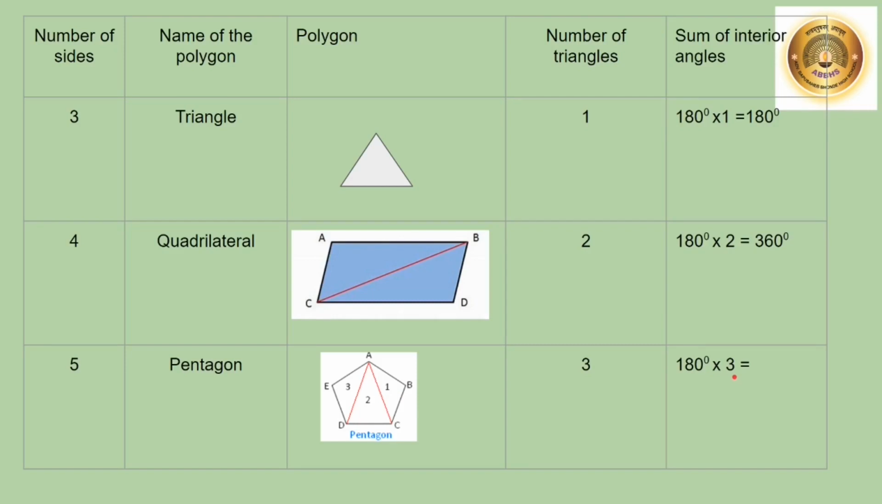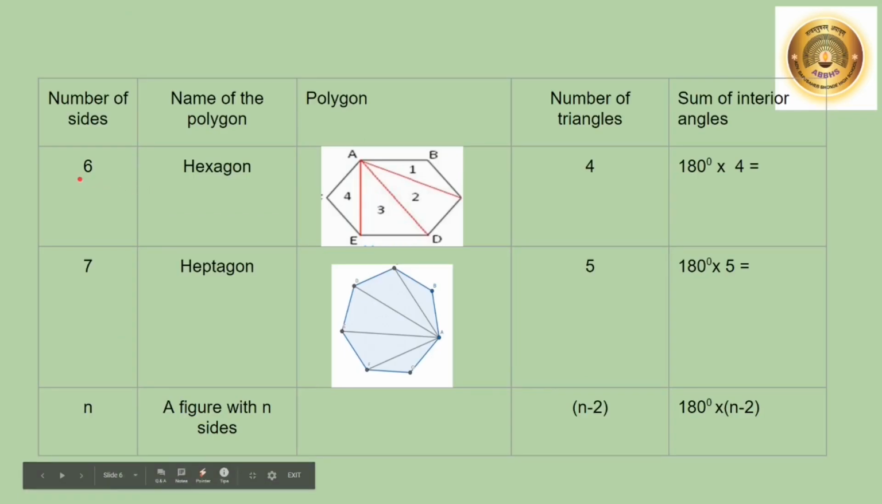Now each time you can see the number of triangles is 2 less than the number of sides. That means if the number of sides is 5, what happens? The number of triangles becomes 3. That is 5 minus 2. Okay, remember this relation.